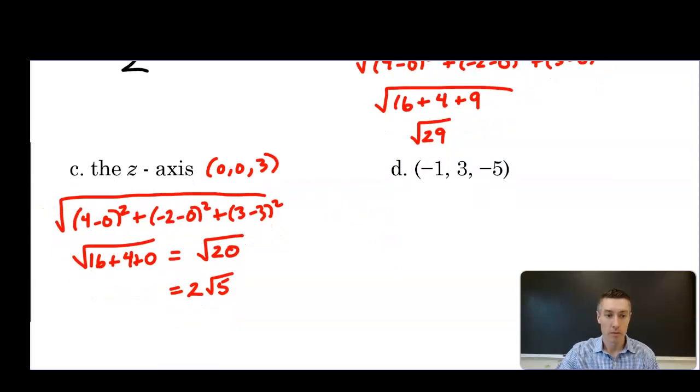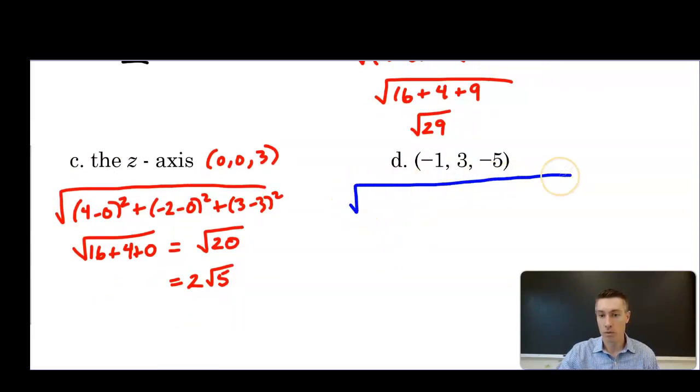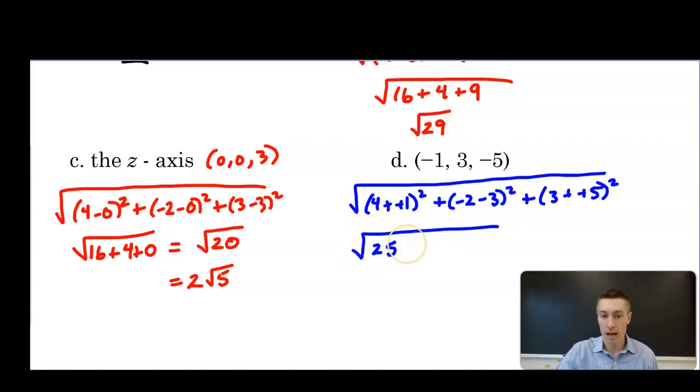Okay, so I grabbed a different color here. So we have the square root of (4 minus -1) squared, so that turns into plus, plus (-2 minus 3) squared, plus (3 minus -5) squared. Also turns into addition. So we have 5 squared, so 25. -5 squared will also be 25. 8 squared will be 64. So the square root of 114. Perfect. Hopefully that's what you got in your own work.